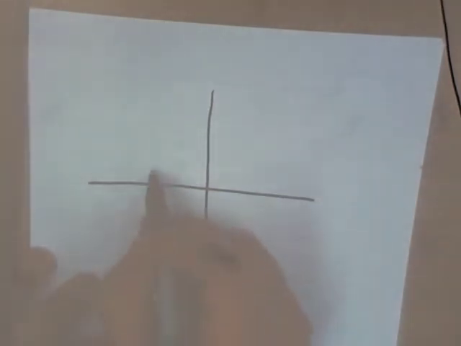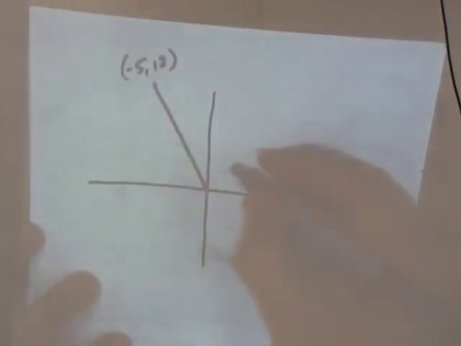Number 10. What are we doing here? Given point negative 5, 12 on the terminal side of theta, an angle in standard position, find the exact value of the cosine of theta. Okay. So negative 5, 12. We'll call it up here. Negative 5, 12.